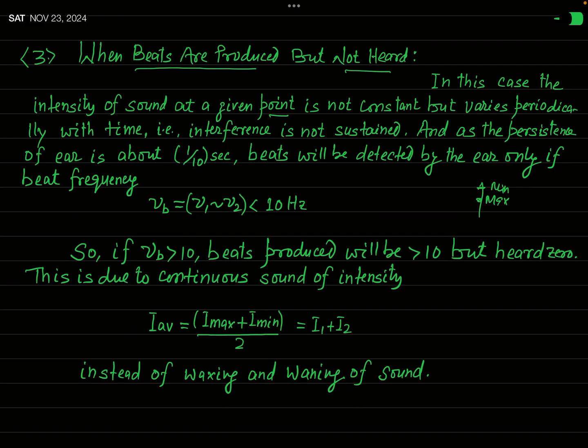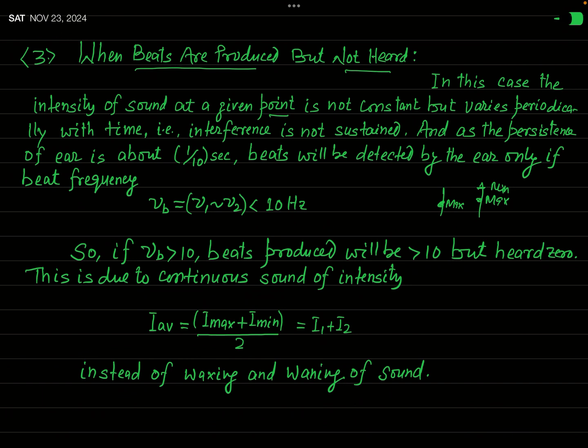But what happens in this case? In this case, if at some position intensity is maximum at some time, after some time intensity becomes minimum at the same position. Such a phenomenon is called beats. So in this case you can say that interference is not sustained. We cannot observe sustained interference.